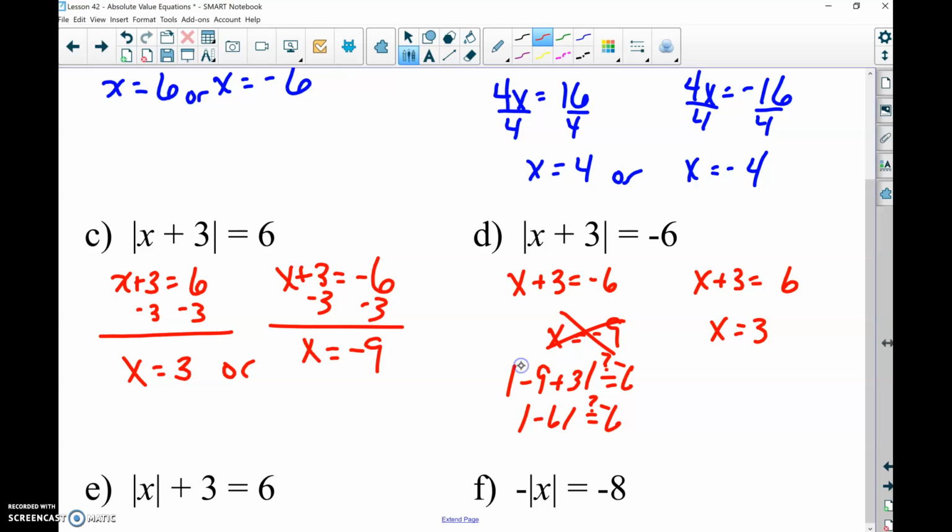So 9 doesn't work. If I try 3, then I get the absolute value of 6. Is that equal to negative 6? That is also not correct. This is one with no solution.